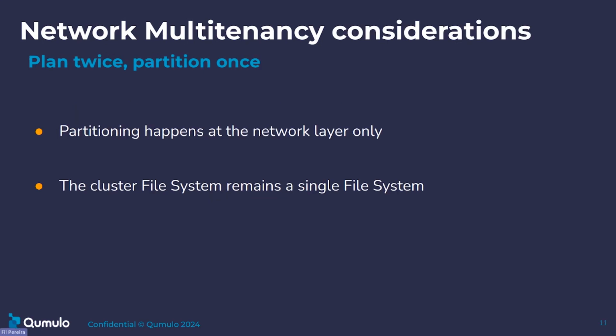So some things to consider with network multi-tenancy. You always want to plan twice and partition once. So partitioning happens only at the network layer. The entire cluster file system remains a single file system underneath. So the concept of having folders that live and are tied to a tenant doesn't exist, as the file system is still one single file system, and we're partitioning just at the network layer, defining access to the various resources.